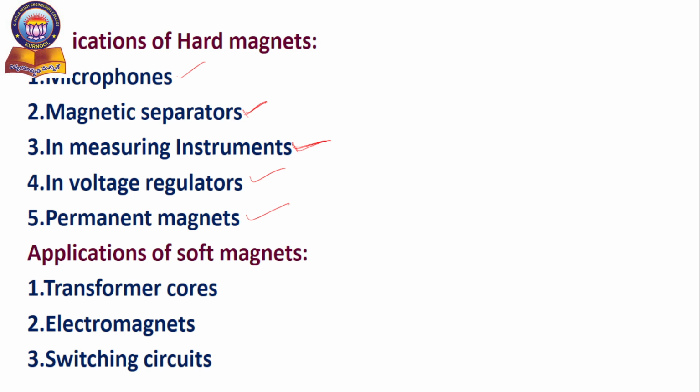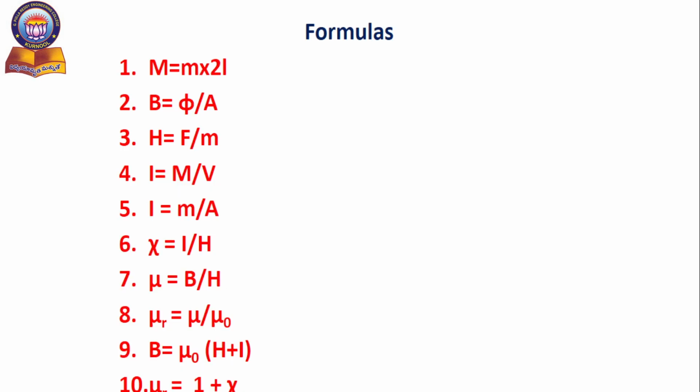Applications of soft magnets are in transformer cores, electromagnets, electromagnetic coils. In switching circuits, soft magnets are used. So these are some of the differences between hard magnets and soft magnets. And at last, we have to see the problems.